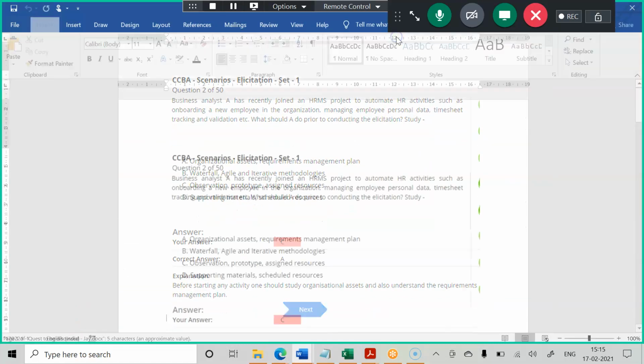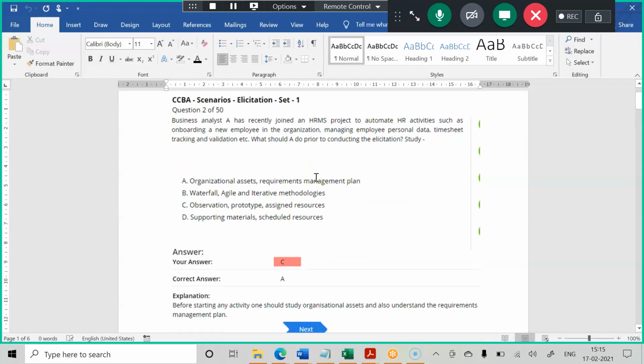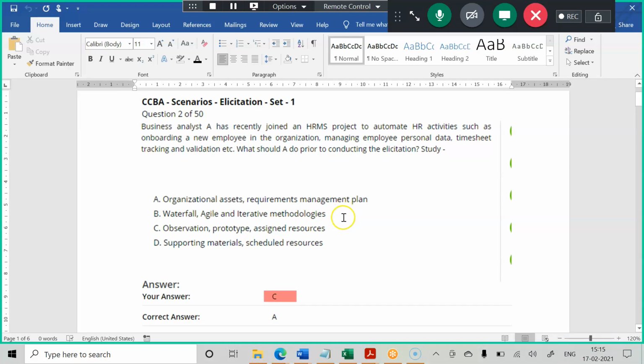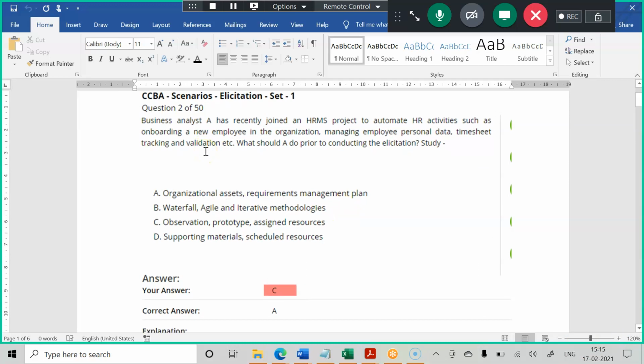Okay. The first question: what should A do prior to conducting the elicitation? Study observation. Okay. Yes, so in this particular scenario, it's a business analyst who is trying to do certain things before conducting the elicitation. Before conducting an elicitation, what are the things that BABOK says as output?